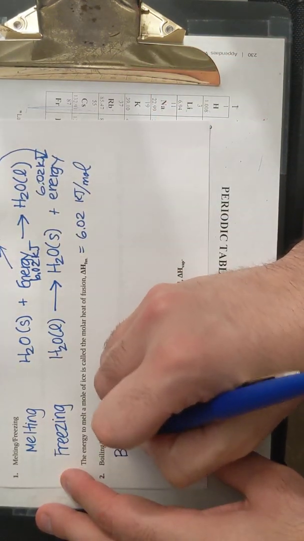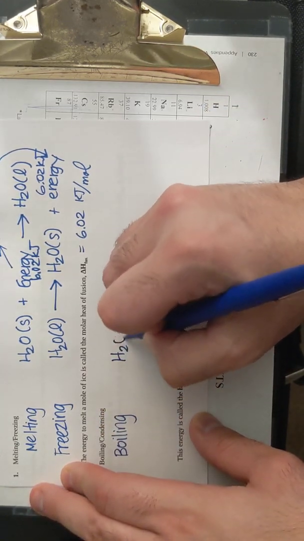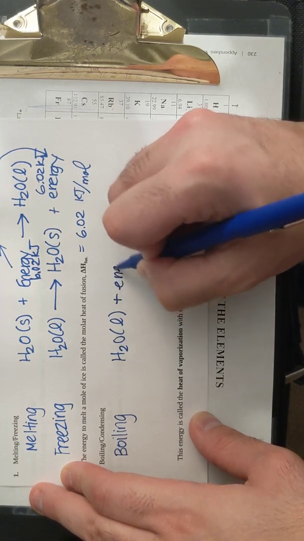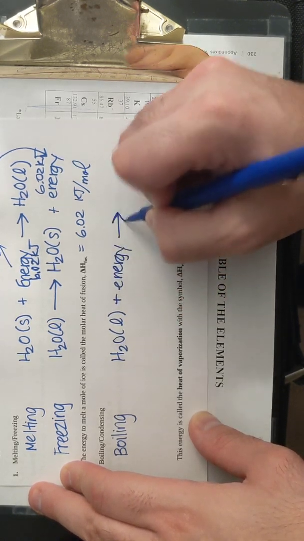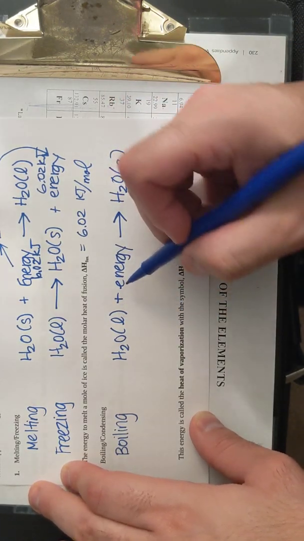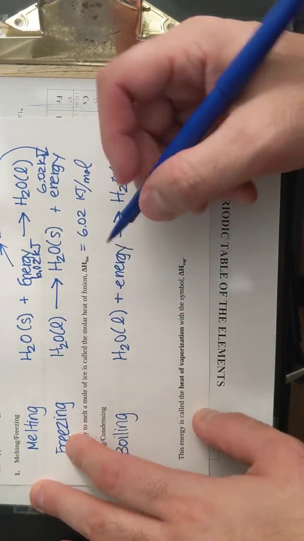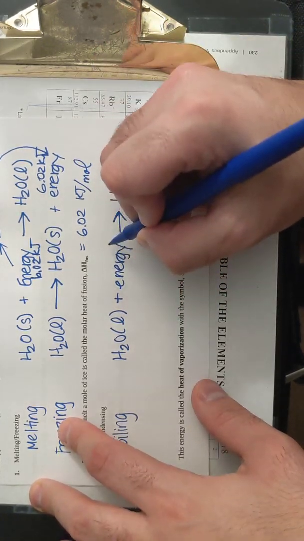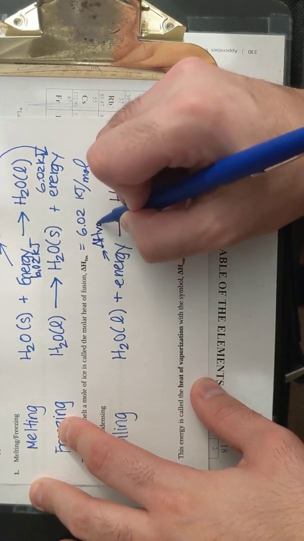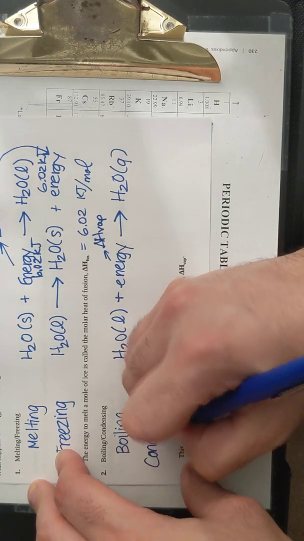I'll do boiling. Boiling would be going from a liquid. I need to add energy, and then I'll get a gas. And remember, if I'm adding energy, or energy is a reactant, this is endothermic. And so this energy is delta H evaporization. For condensing, I'll do the opposite.